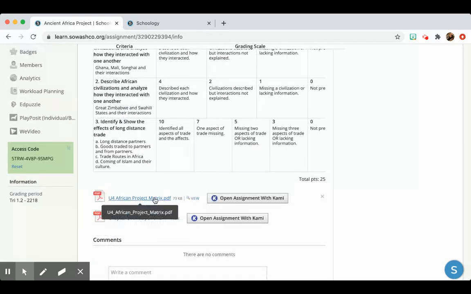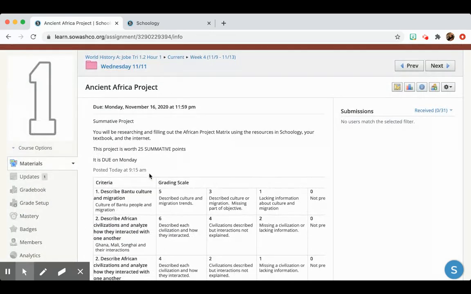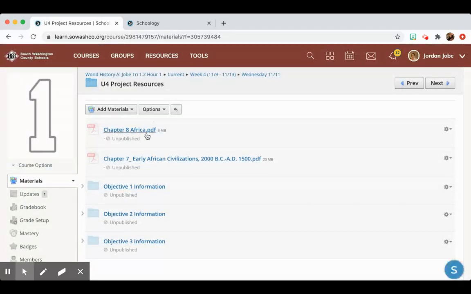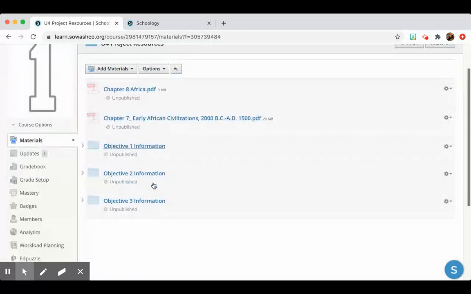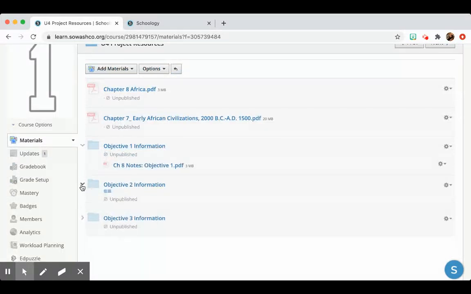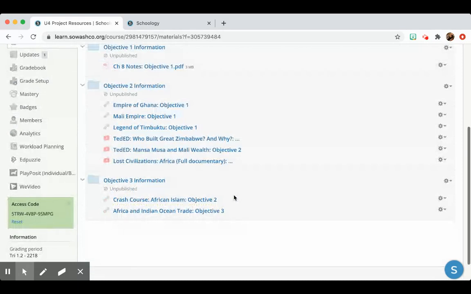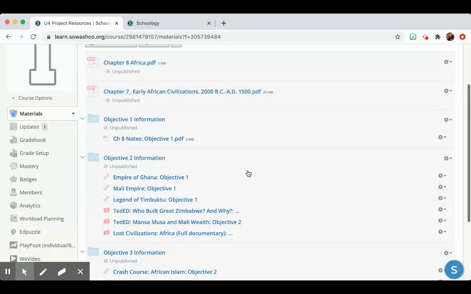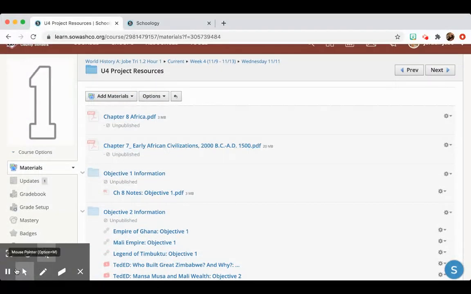Attached in this assignment is the matrix that you will fill out and submit, as well as Chapter 8 from your textbook. You have additional resources available to you in the Unit 4 Project Resources folder. Okay. Again, you have Chapter 8 from your textbook. You have additional textbook information from different textbooks besides your own, as well as sources for each objective linked in the folders. Again, you need 3 sources total for your project. Your project is due on Monday.